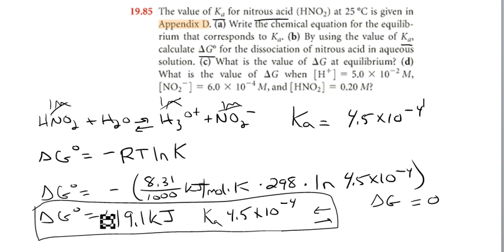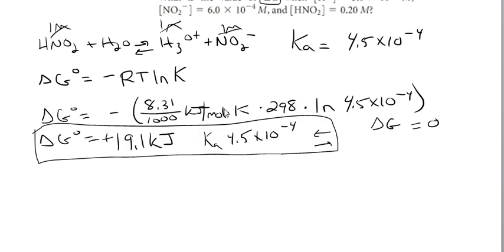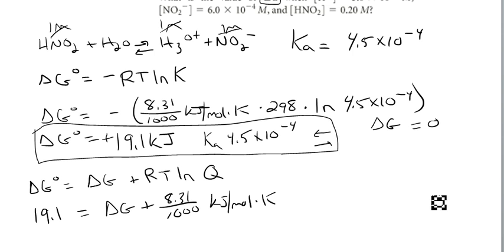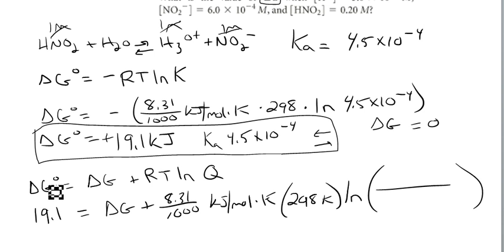And then the last thing asks us what the delta G would be if we have these concentrations. If we have these concentrations and we know delta G standard, we're going to do delta G standard equals delta G plus RT times natural log Q. So now we know the delta G standard is 19.1. We don't know what the delta G is under these conditions, plus 8.31 over 1,000 kilojoules per mole times Kelvin, times our temperature of 298 Kelvin, times natural log Q.